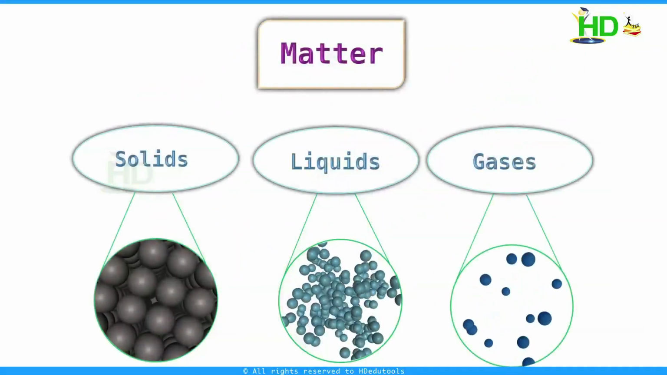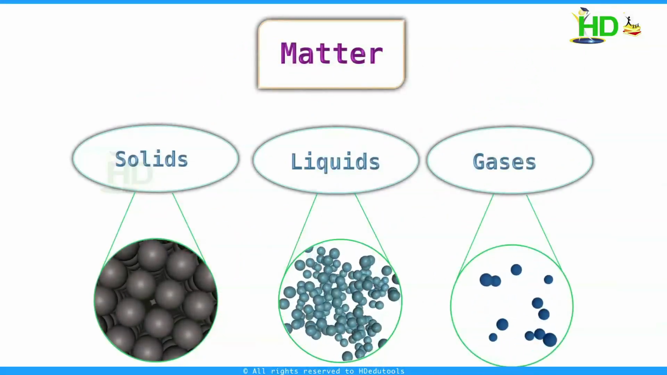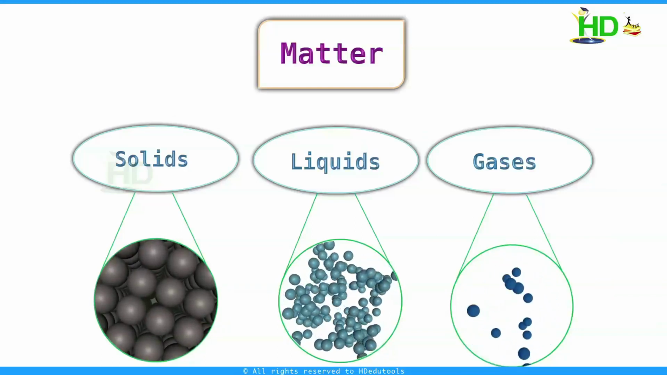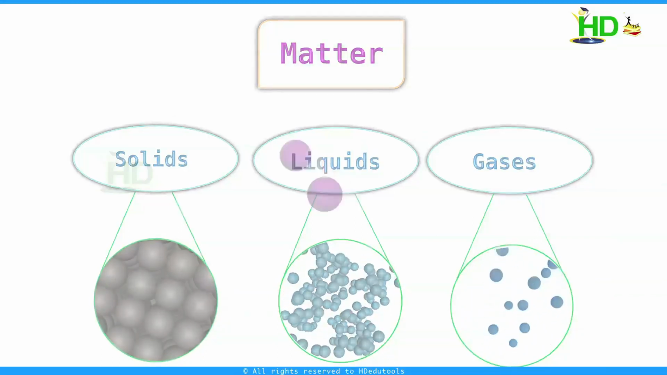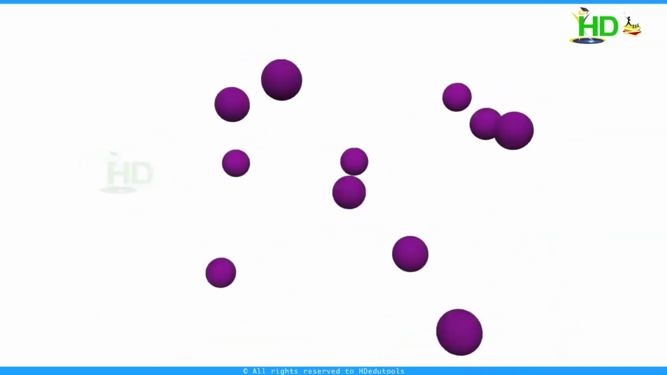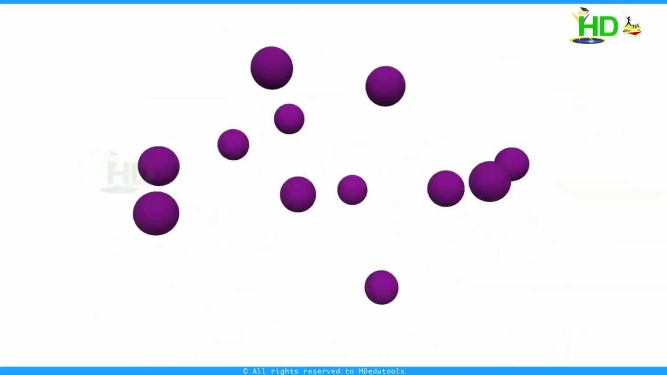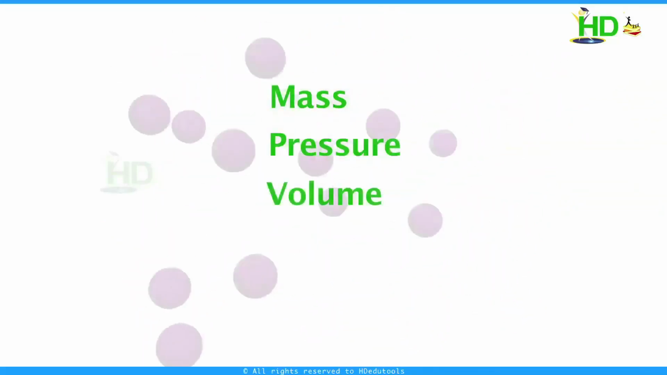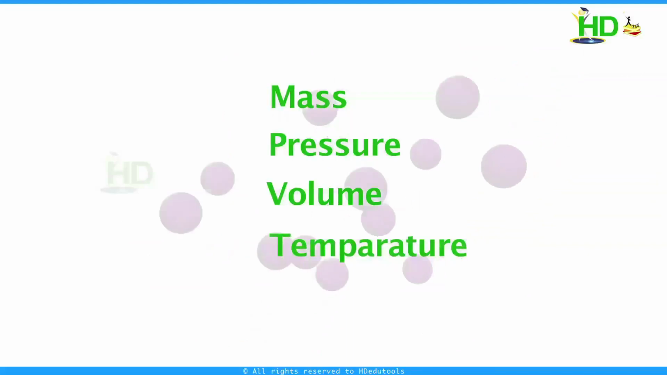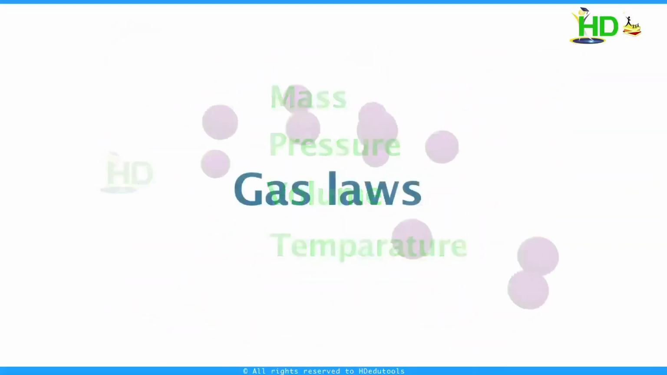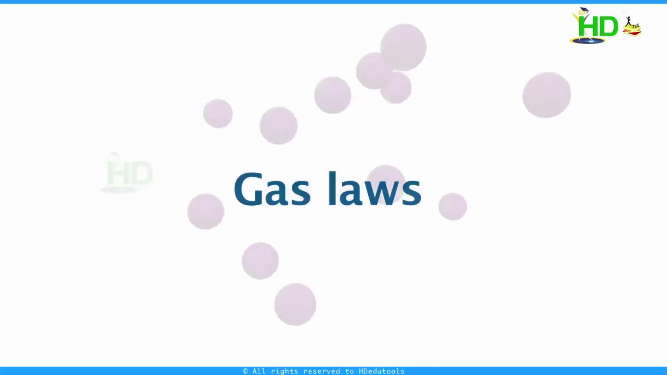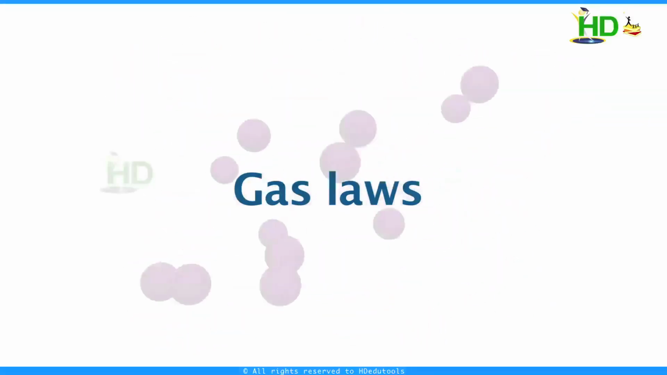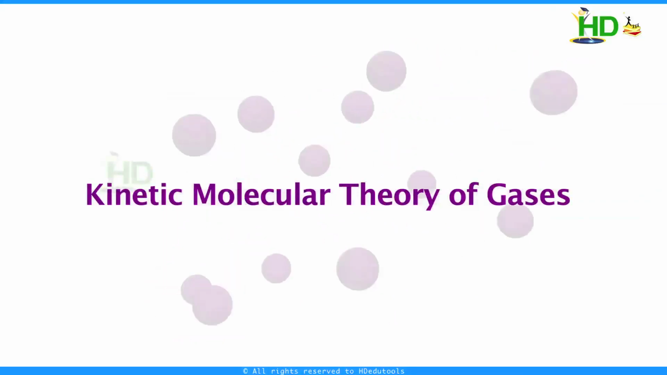And among these three states of matter, the gaseous state is the simplest and shows greatest uniformity in behavior. The behavior of gases can be described by certain quantitative relationships between mass, pressure, volume, and temperature. These relationships are called gas laws. Before going to gas laws, let us discuss the important postulates related to kinetic molecular theory of gases.